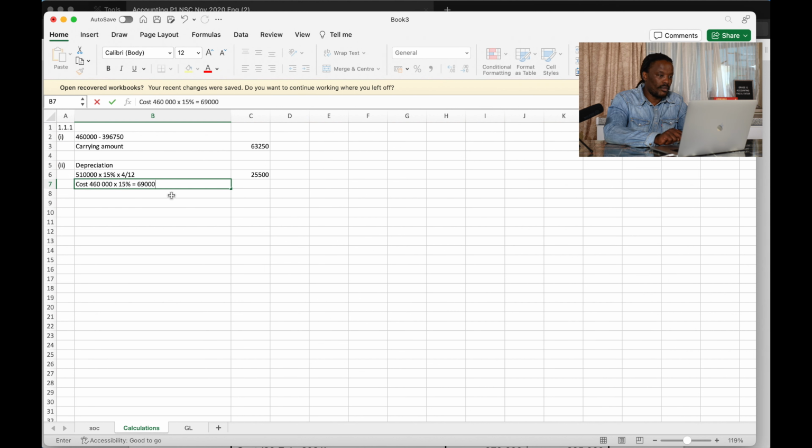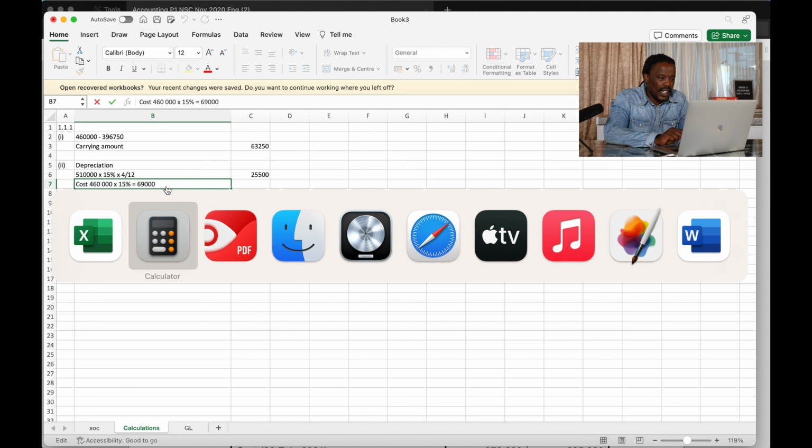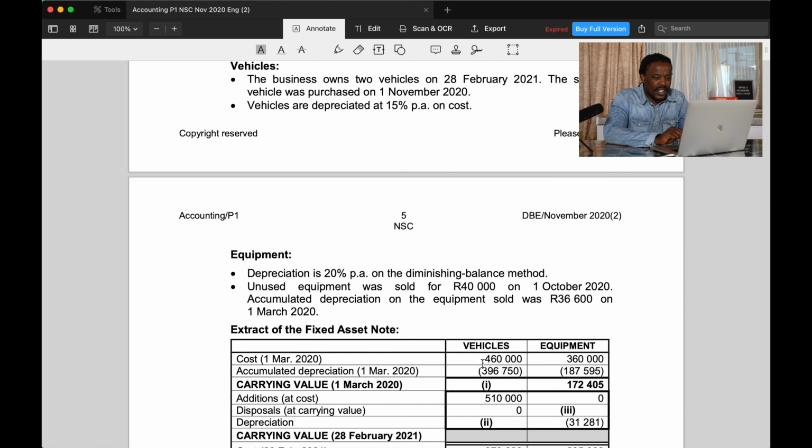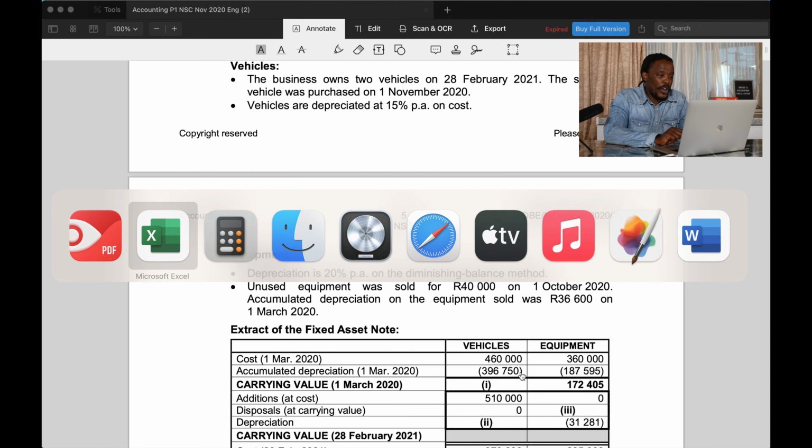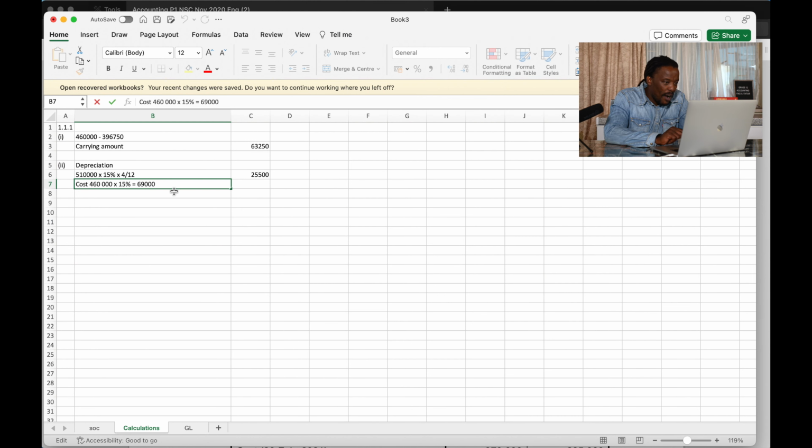69,000. When you look at the accumulated depreciation of this vehicle already, it was 396,750. It's very, very high. And the carrying amount of this vehicle in question was 63,250, and 63,250 cannot be lesser than the cost of the vehicle. Therefore, this vehicle must be written off.